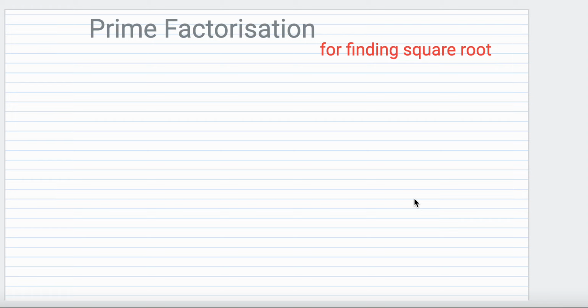Hello everyone. So today we are going to learn about prime factorization, and by this method you can find out the square root of any number. For that, you have to remember that every time you are dividing, you have to divide a number by a prime number only. These things you have to remember, and then you can easily do prime factorization.